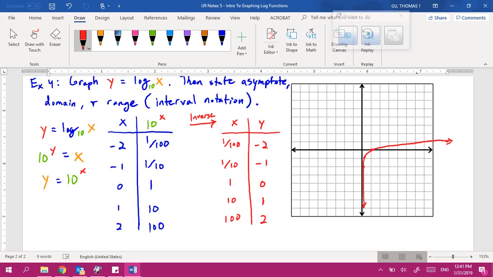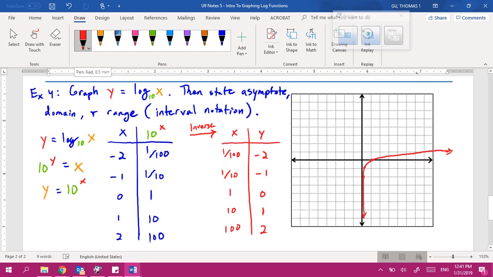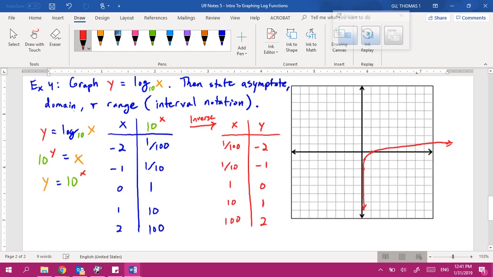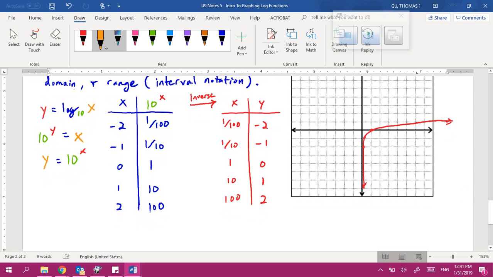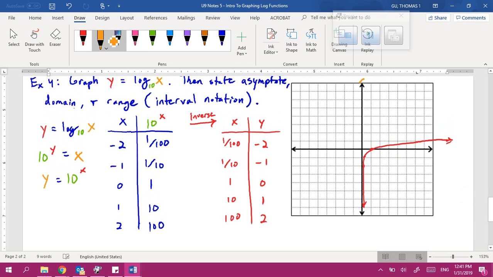All right. So we have just graphed y equals log base 10 of x. All right. What is the asymptote here? X equals 0, right. That's the y-axis. Boom, right there.